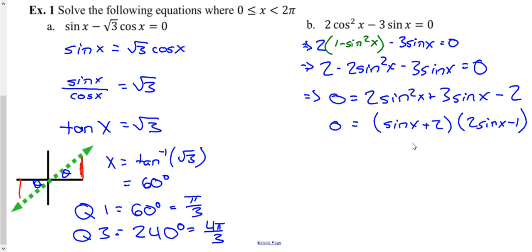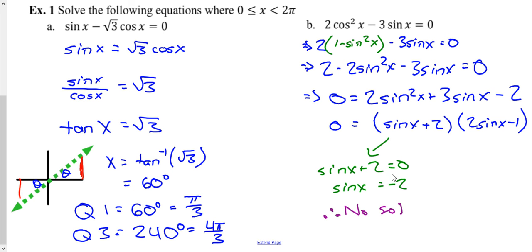From here, I'm going to set each factor equal to 0. So my first factor here, I'm going to end up with sine x plus 2 equals 0. So sine x equals negative 2. Of course, sine x cannot equal negative 2 because our radius only goes to 1 on a unit circle. Therefore, right now, we will have no solution here. So no solution here on the left. Let's try this one here.